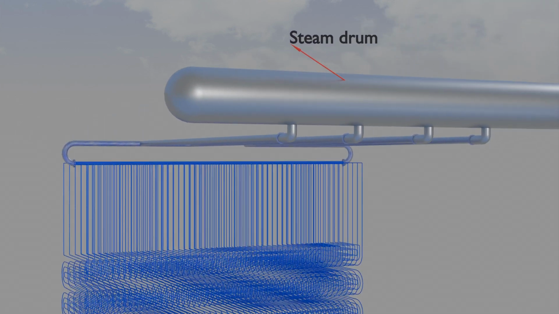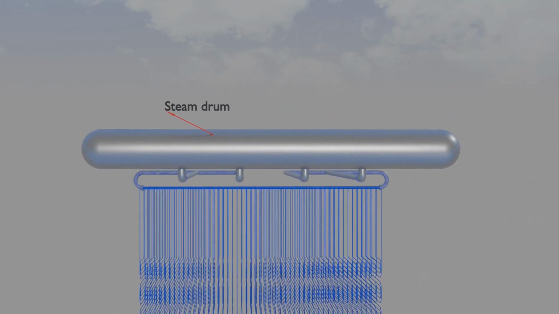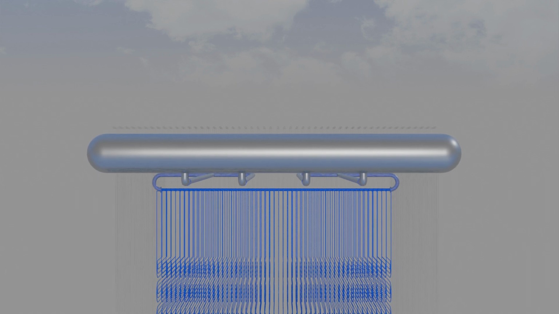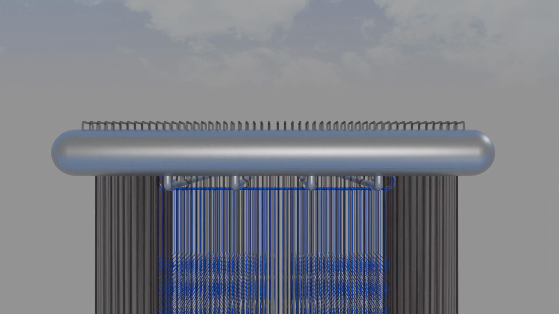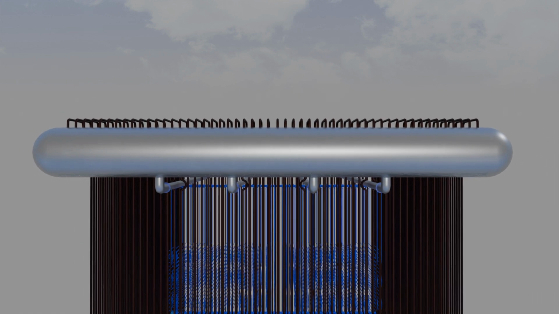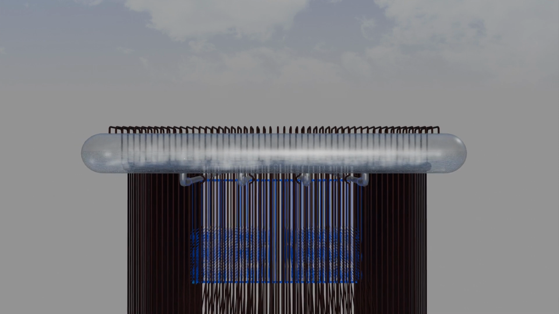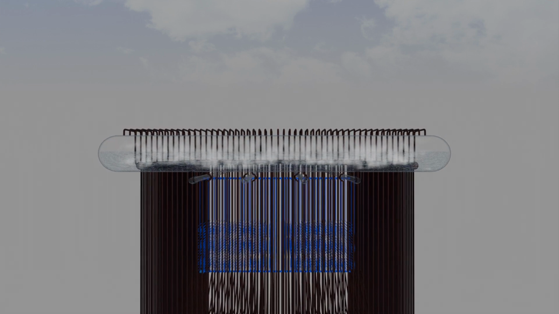After leaving the economizer, the steam enters the steam drum, where it separates from any remaining water. Heavier water particles settle and are sent back for reheating, while the lighter steam moves forward to the next set of heaters in the boiler room.